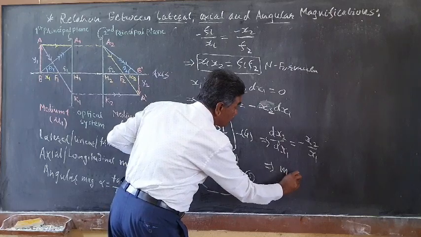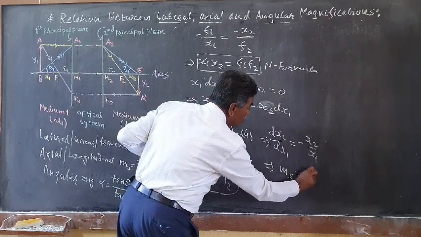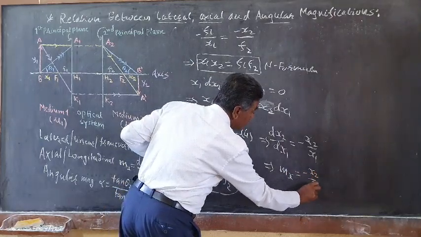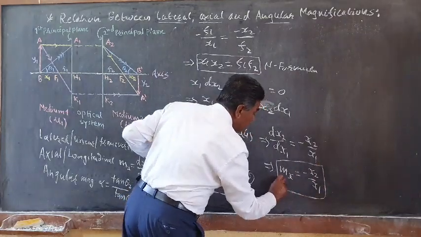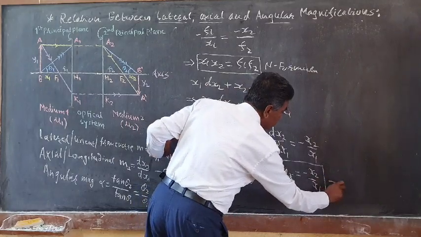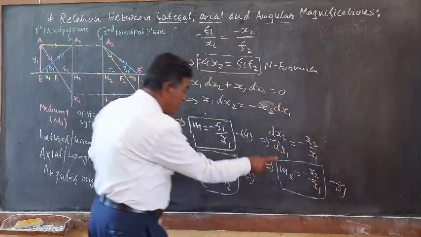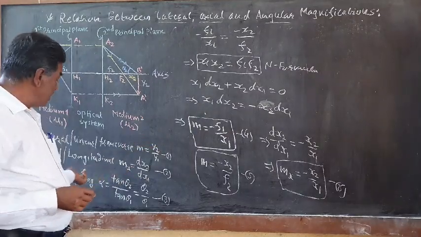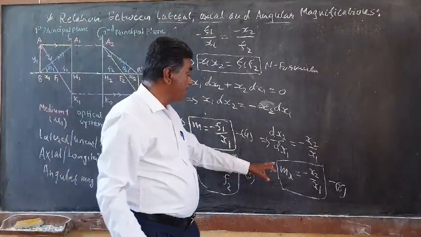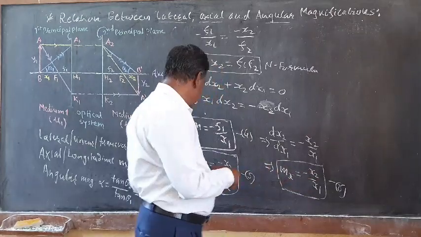So mx will be equal to minus x2 divided by dx1 here, and this gives the axial magnification. So this is the equation number 6a. Equation number 6 gives the axial or the longitudinal magnification, which is given by minus x2 divided by x1.